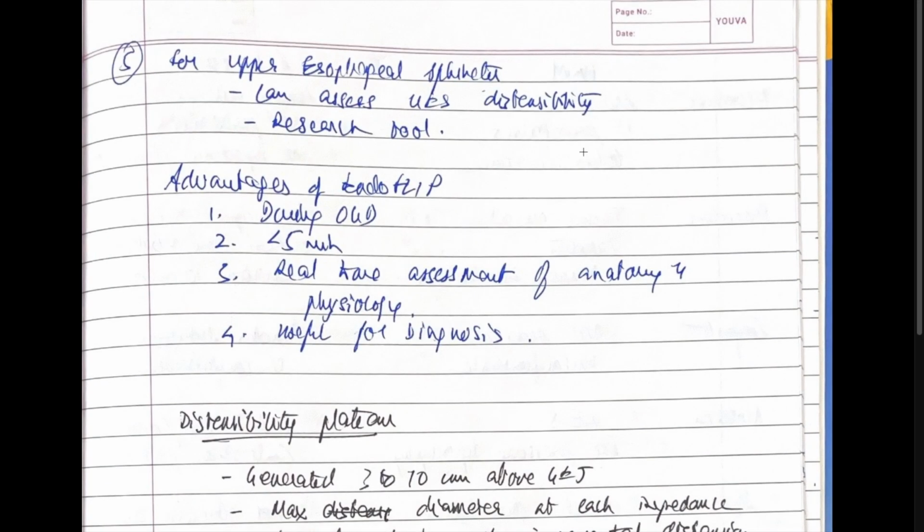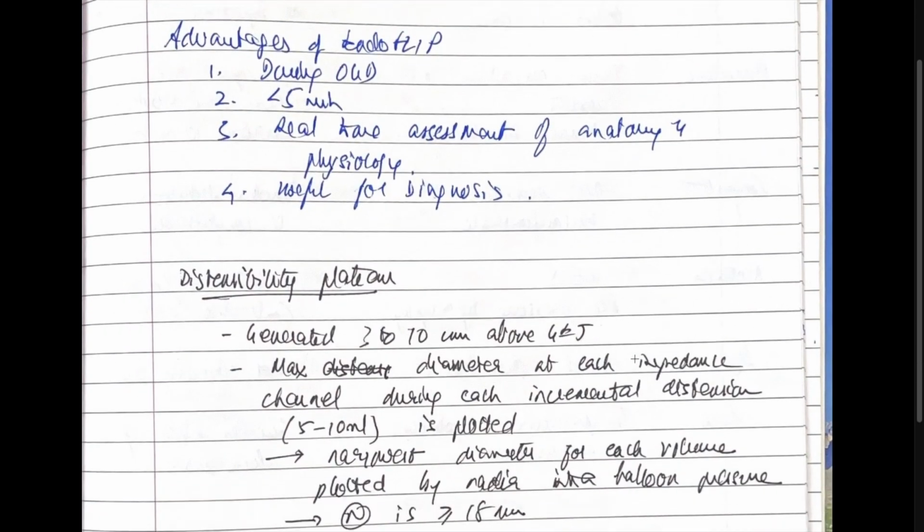For upper esophageal sphincter also, a flip can be used, and this is only a research tool right now. The advantages of EndoFLIP are: it can be done during an endoscopy with the same sedation, so it's more comfortable for the patient compared to an HRM. It takes a short time, less than 5 minutes. You get a real-time assessment of anatomy and physiology, and it's useful for diagnosis, especially when a manometry is inconclusive.